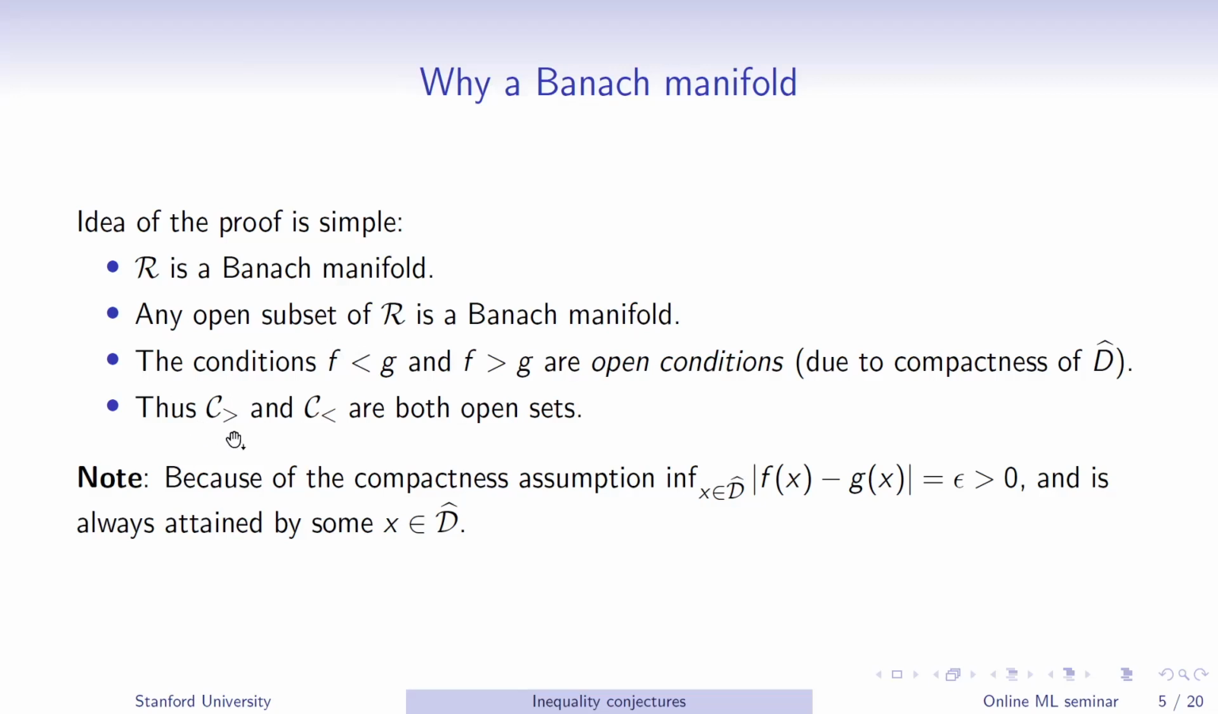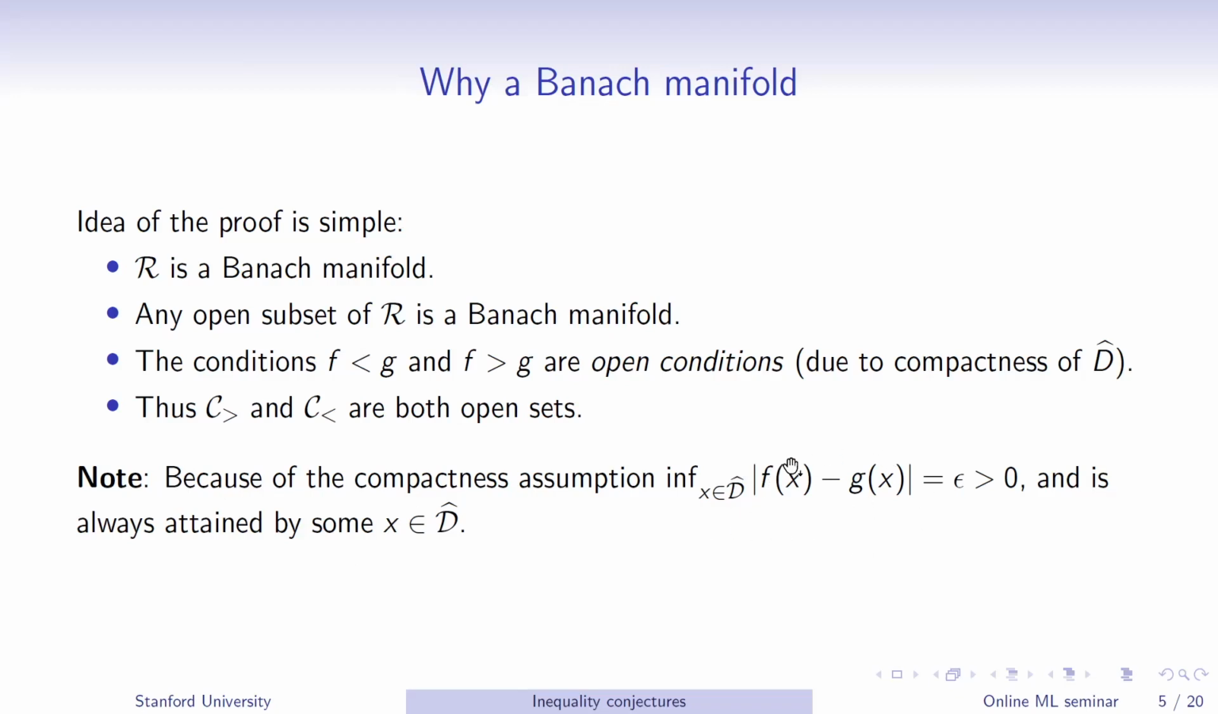In any case, these two sets, C greater than and C less than, are both open sets. And since open sets of a Banach manifold are themselves Banach manifolds, you conclude that your space of conjectures is going to be a Banach manifold. There are basically two connected components, and you can also show things like these are convex sets and so on.